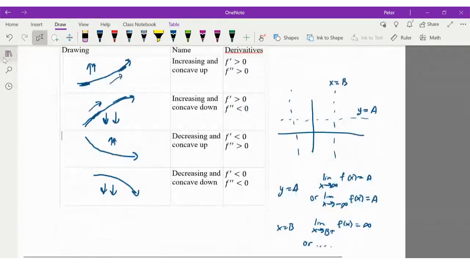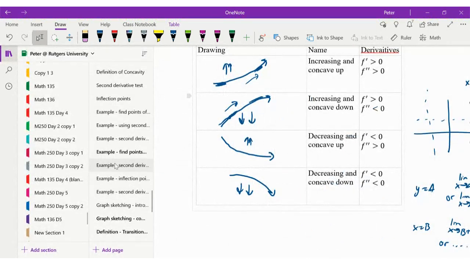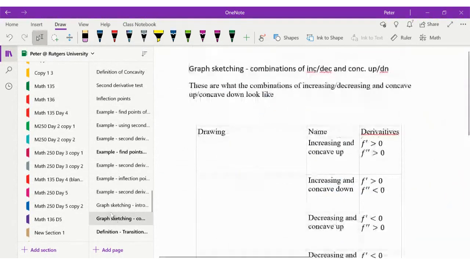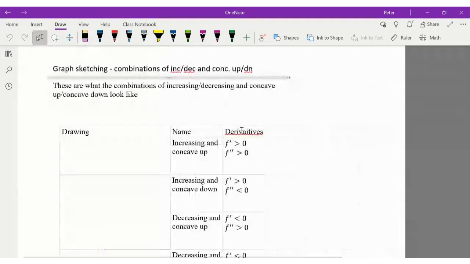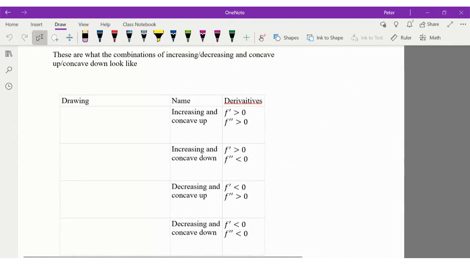Okay. Oops, sorry. There we go. I wanted to draw this for you rather than use the previous classes. Okay. So, sorry.